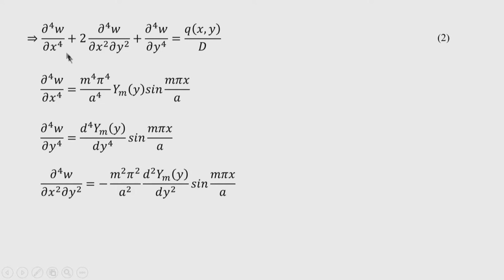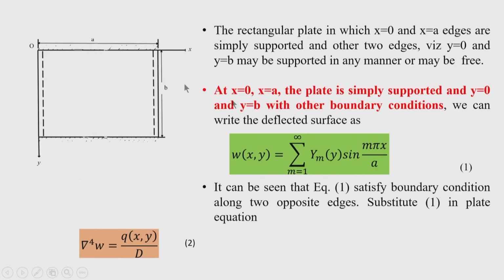Now, on expansion, the del 4 w looks like that, that is del 4 w by del x to the power 4 plus 2 del 4 w divided by del x square del y square plus del 4 w by del y to the power 4 equal to q by D. So, you have understood that there are 3 terms, and right hand side this is the load function and flexural rigidity, and left hand side all are actually fourth order derivatives. So, the function w x y is equal to Y m y sin m pi x is the proposed solution of the differential equation, because it satisfies the boundary condition on two opposite edges completely.